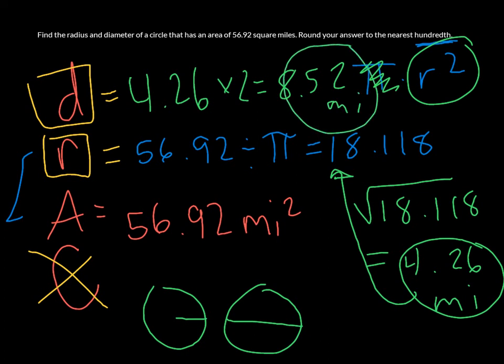Whew, that was really messy, and hopefully you were able to follow it. That was quite a process undoing the area formula, but you can see how we started with the area and we found radius and diameter. So hopefully you guys have a better understanding of working backwards on these types of problems.